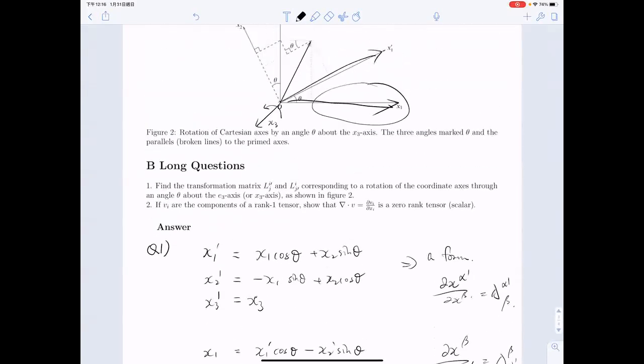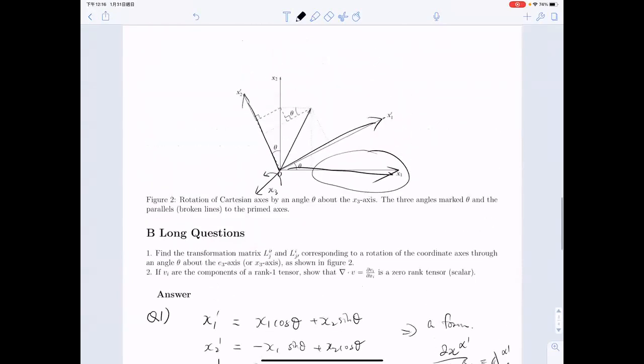Because this is the x1, x2 prime. How about this direction? You can just project the x1 vector into the primed coordinate system to see.